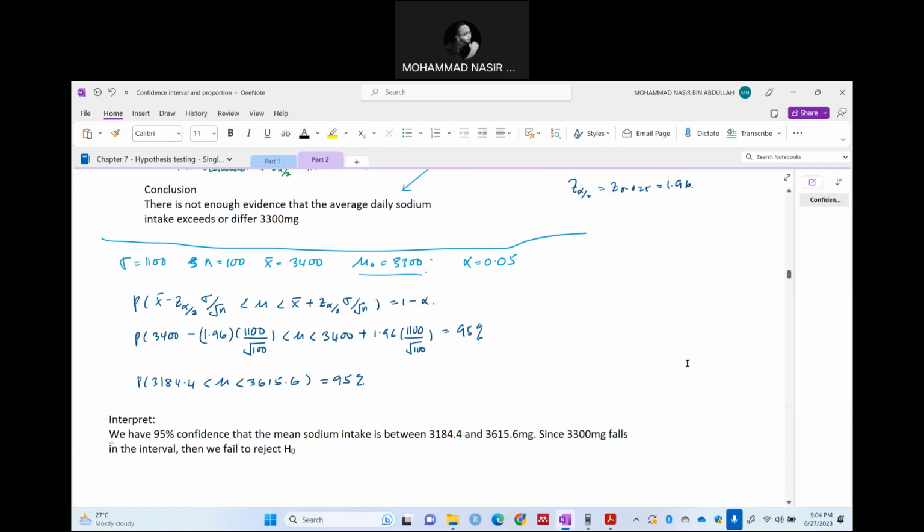So this is how you interpret the confidence interval. So we have 95% confidence that the mean sodium intake is between 3184 and 3615. Since the value of mu naught, the claim 3300, falls inside the interval, so we are going to accept the null hypothesis, right? If the value of mu naught is outside the confidence interval, we will reject the null hypothesis. Okay?